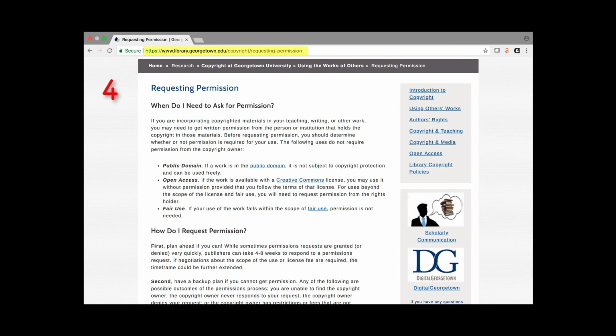Finally, you can request permission from copyright holders to include their works in your thesis or dissertation. To learn more about requesting permission, visit our permissions page.